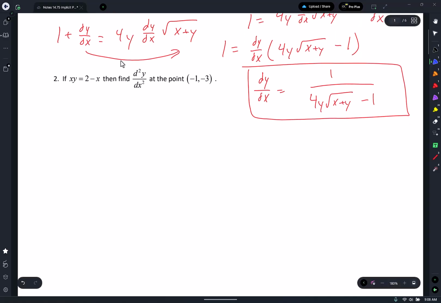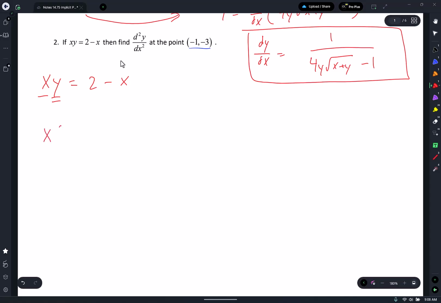How do we feel? We feel okay? All right, so let's do this one, guys. It wants to know the second derivative at that point. So let's go ahead and start. There's a way to do this, you'll see right now. So I'm going to write the expression first. xy equals 2 minus x. I've got to do what rule on the left? Product. First times the derivative of the second plus second times the derivative of the first. So there it is. You're done with that.